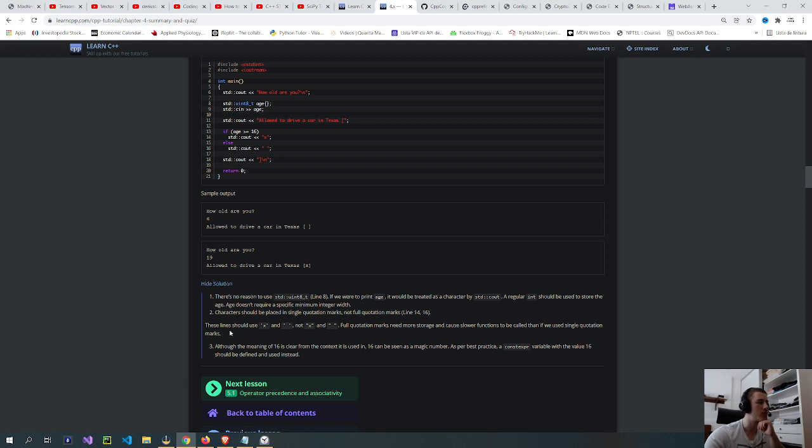Interesting. Although the meaning of 16 is clear from the context it is used in, 16 can be seen as a magic number. As per best practice, a constexpr variable with the value 16 should be defined and used instead.